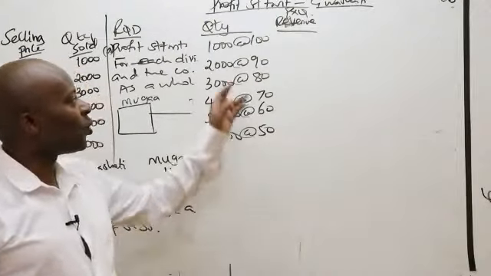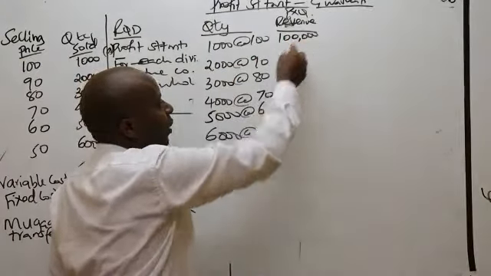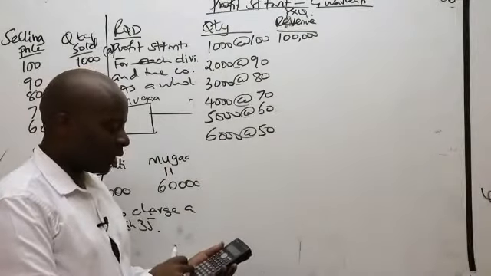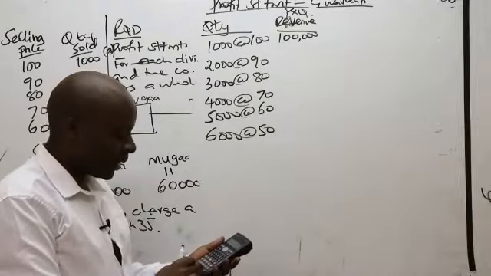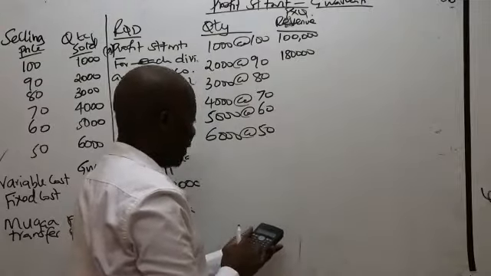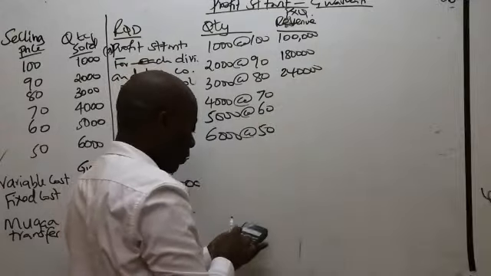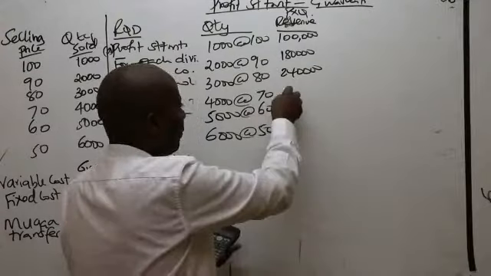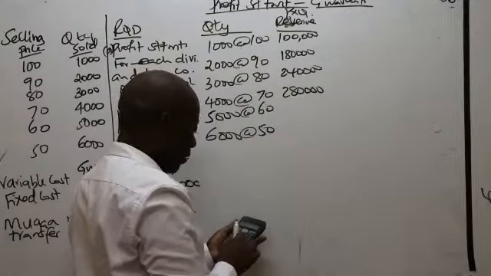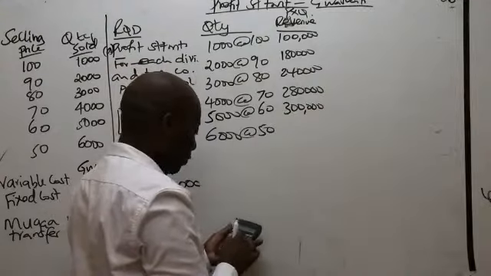So price times quantity, so 100 times 1,000, this gives me 100,000. Then we have 2,000 times 90. It's always good to rely on our calculators. However easy it may look, I always like my calculator. So this gives me 180,000. And then we have 3,000 times 80, this gives us 240,000. And then we have 4,000 times 70 gives us 280,000. And then we have 5,000 times 60, that gives us 300,000. And then we have 6,000 times 50, which gives us 300,000.